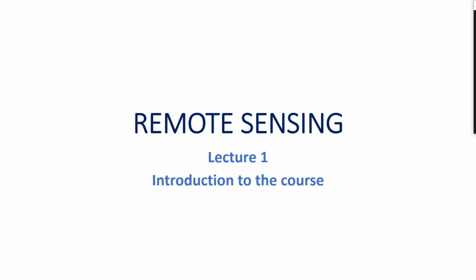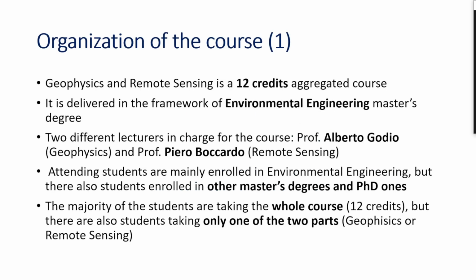Remote Sensing. Lecture 1: Introduction to the course. Organization of the course. Geophysics and Remote Sensing is a 12 credits aggregated course. It is delivered in the framework of the Environmental Engineering Master's degree. Two different lecturers are in charge of the course: Professor Alberto Gaudio, Geophysics, and Professor Piero Boccardo, Remote Sensing.